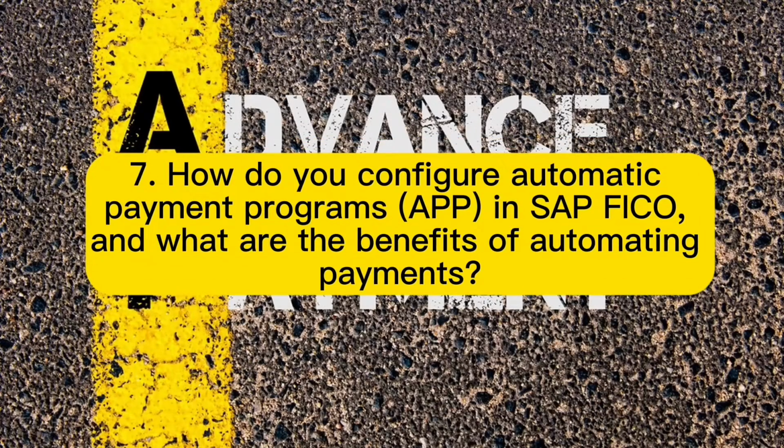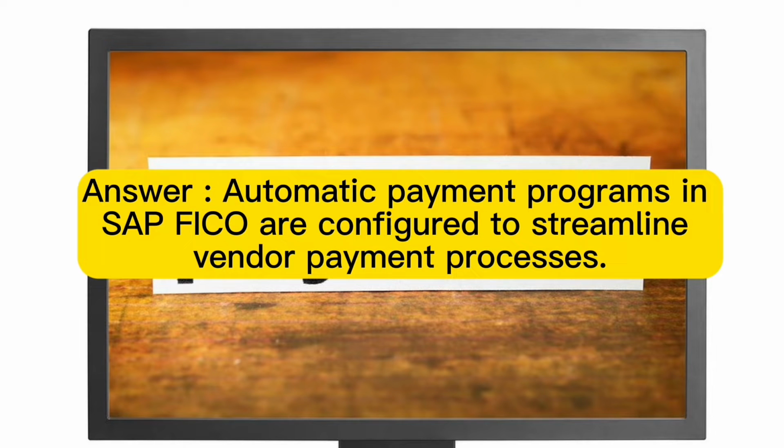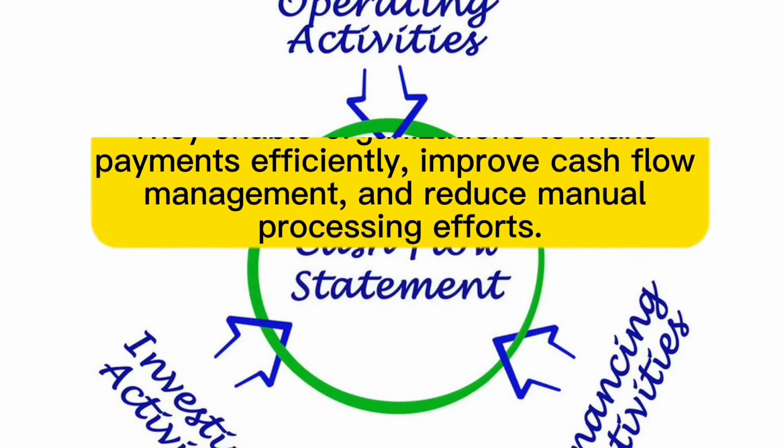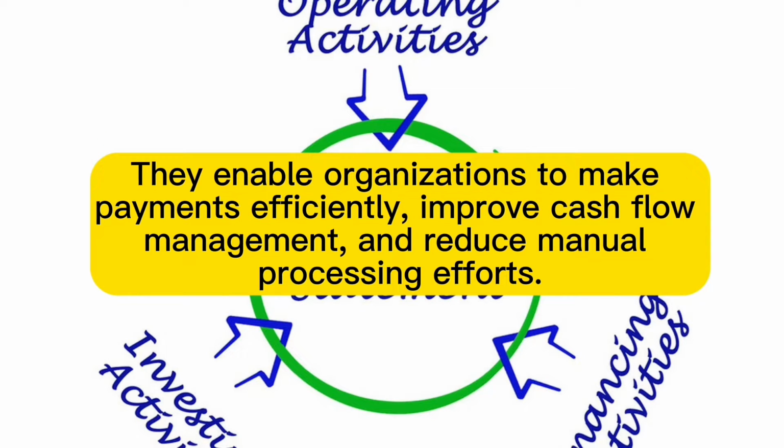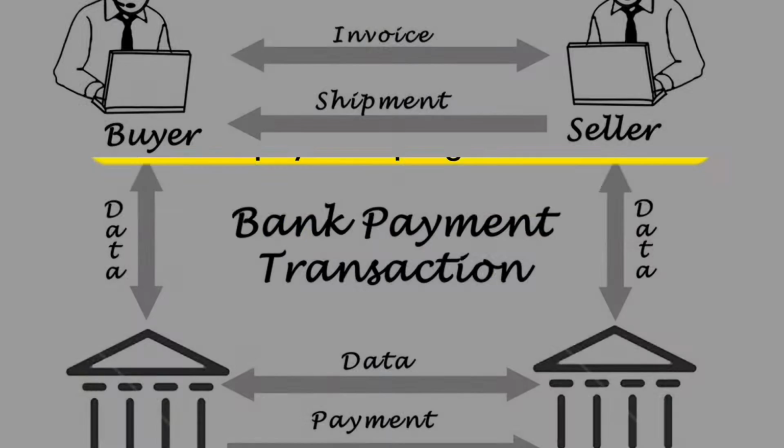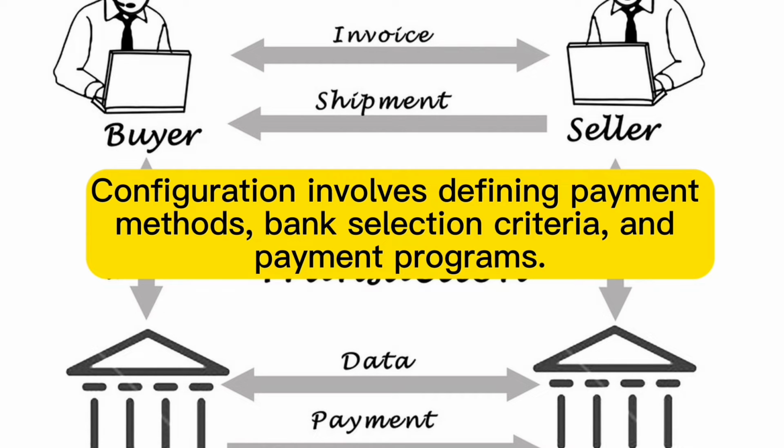7. How do you configure automatic payment programs (APP) in SAP FICO, and what are the benefits of automating payments? Answer: Automatic payment programs in SAP FICO are configured to streamline vendor payment processes. They enable organizations to make payments efficiently, improve cash flow management, and reduce manual processing efforts. Configuration involves defining payment methods, bank selection criteria, and payment programs.